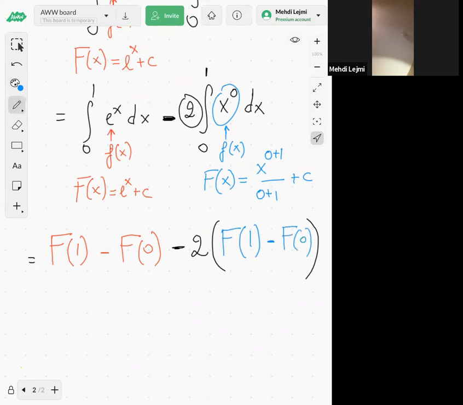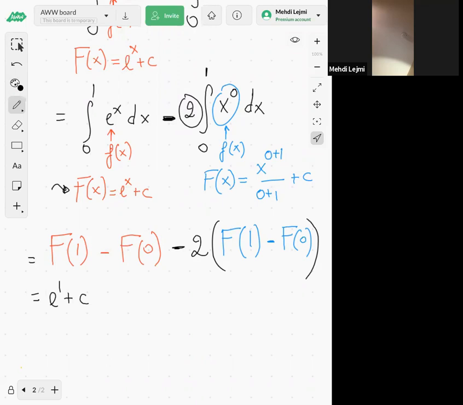Right. Now, what's the capital F for e to the x? The antiderivative is just the same, e to the x plus the constant. So capital F of one will be e to the power one plus c, right? I'm talking about this capital F here, e to the x plus c.